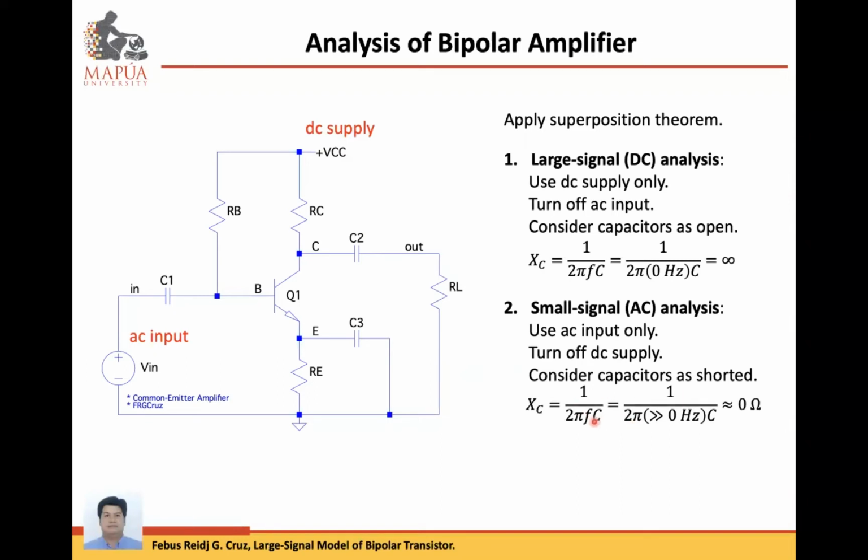So when there is a frequency greater than 0 Hertz, the capacitive reactance will become very, very low. The ideal assumption is that it will be almost equal to 0 ohm, such that capacitors can be treated as short circuits. Okay? And then the final step, again, we are going to combine the results of DC and AC analysis.